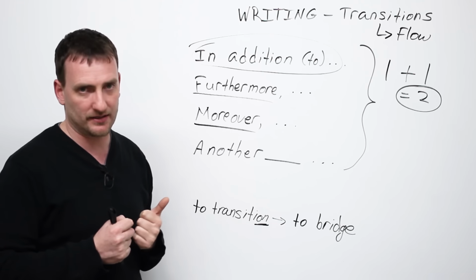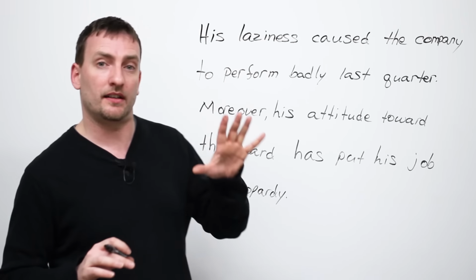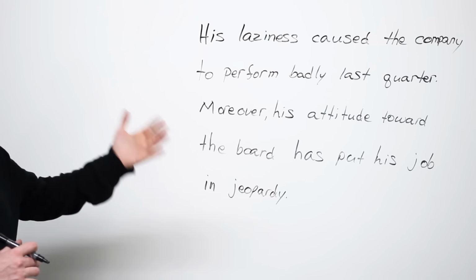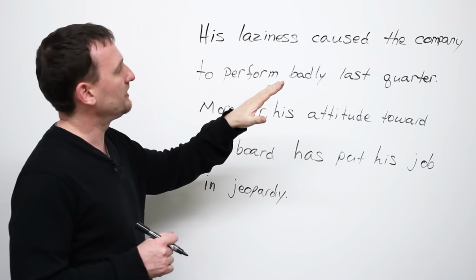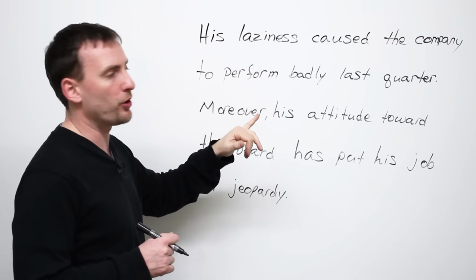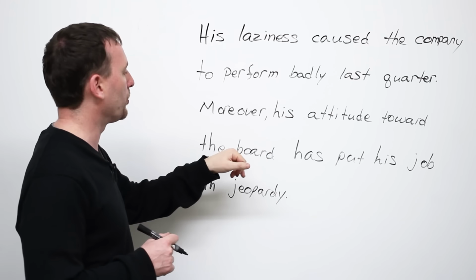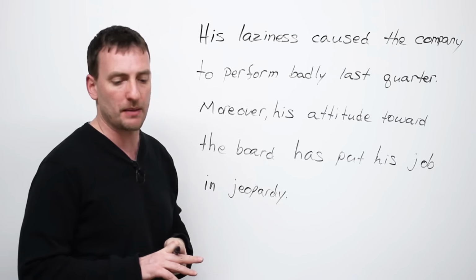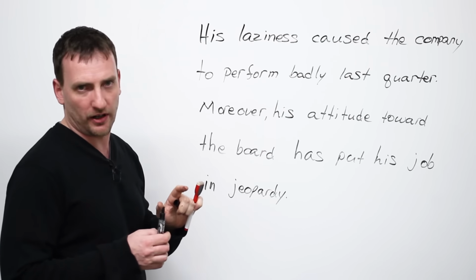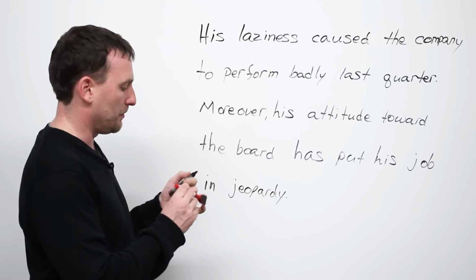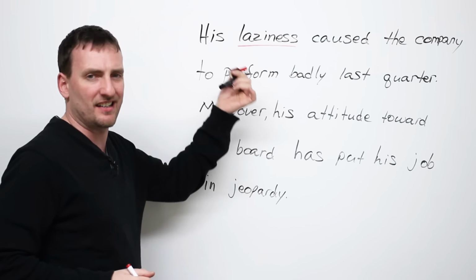So let's look at some examples on how to use these. Okay, so first we're going to look at a sentence with the transition working inside it, okay? His laziness caused the company to perform badly last quarter. Moreover, his attitude toward the board has put his job in jeopardy. Okay, so first, let's look at what's going on here. What are we talking about? We're talking about the person's laziness. What are we adding to this?